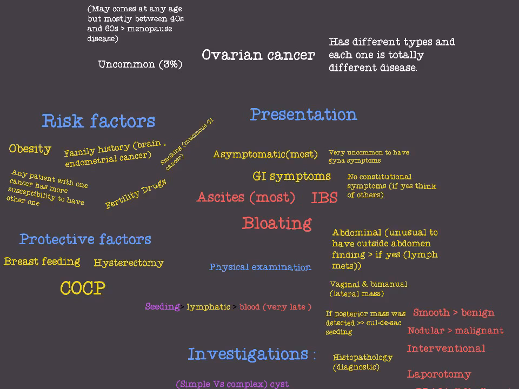In this video and the subsequent video, I'm going to talk about ovarian cancer. First of all, ovarian cancer is an uncommon cancer, at 3%. It may come at any age, but mostly between the 40s and 60s. It is a menopause disease, especially the epithelial type. I'm going to talk about the epithelial type in the subsequent video.